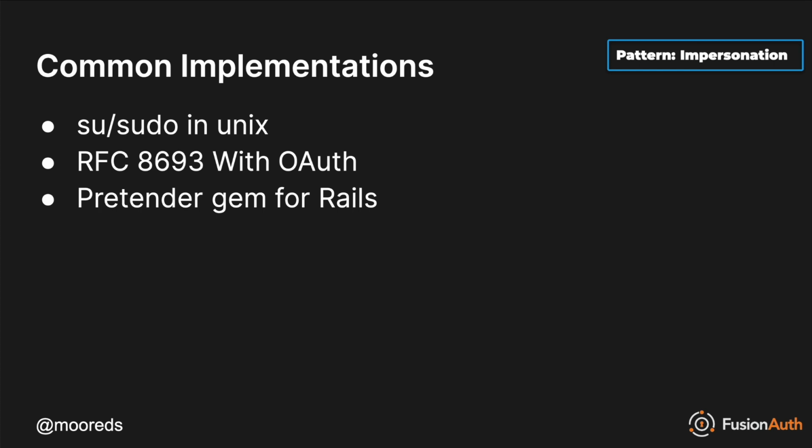This is not necessarily a web application, right? But su or sudo in Unix does this. RFC 8693 specifies how to implement impersonation using tokens. And then there are some gems out there or other libraries, like the Pretender gem, that can help you with doing impersonation inside your application.